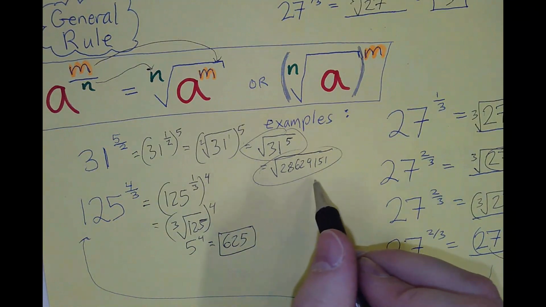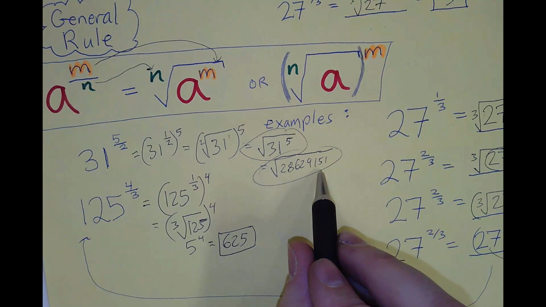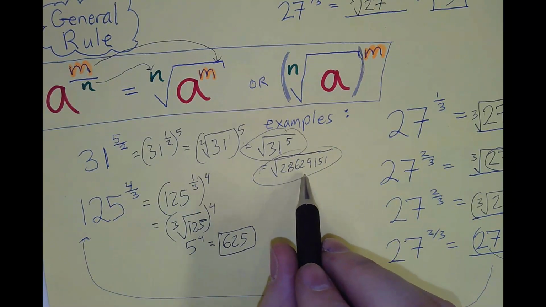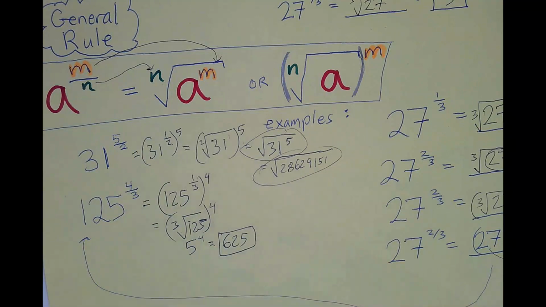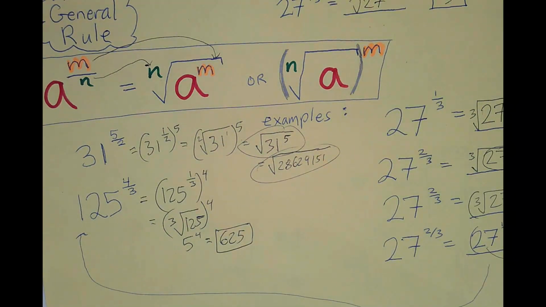Let's try it though. Let's see what this number is. What's the square root of 28,629,151? The answer is approximately 5,350.6215. So that means we can't simplify. We have to leave it like that.